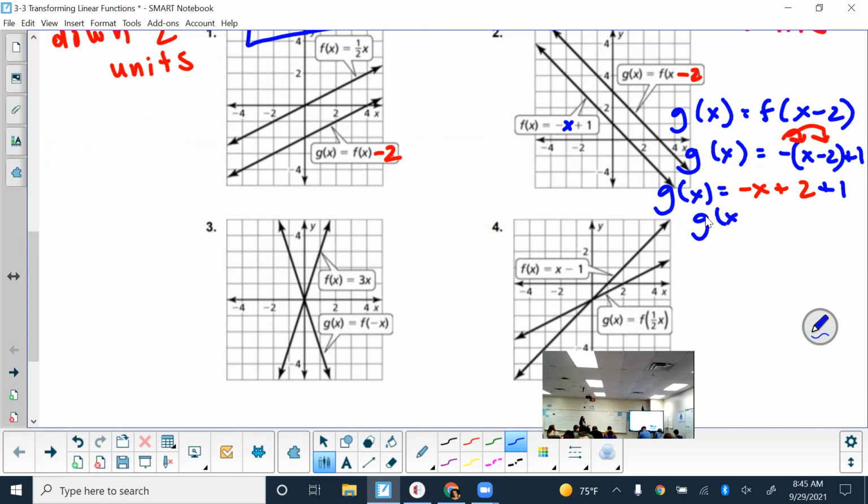All right, but now combine like terms, and this is still for number 2. Does the x have a like term? No, so just copy it over, negative x, and then what's 2 plus 1? That is my equation for g of x. Questions there?